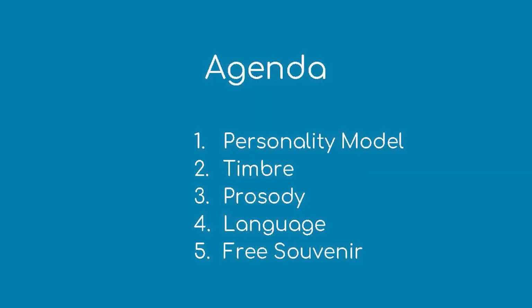So what we're going to go through, the agenda: we'll start with a look at the Wiggins personality model, and then we'll look at three of the major parameters or factors for controlling the voice personality, which are timbre, prosody, and language. And as I promised, a free souvenir at the end. So let's start with the Wiggins personality model.